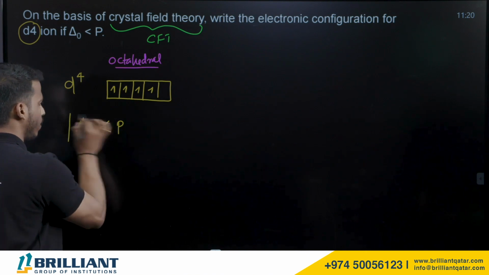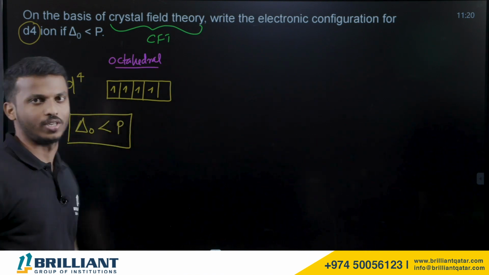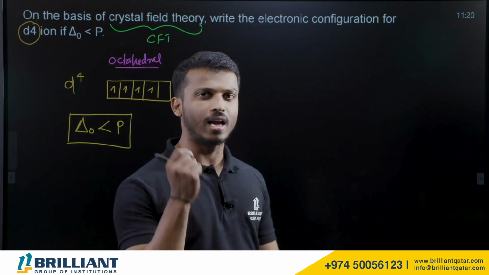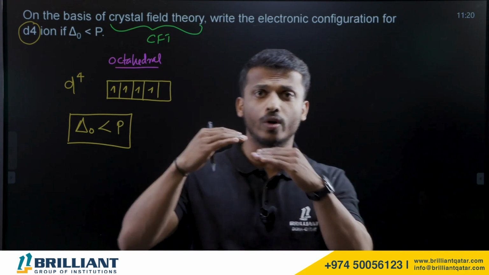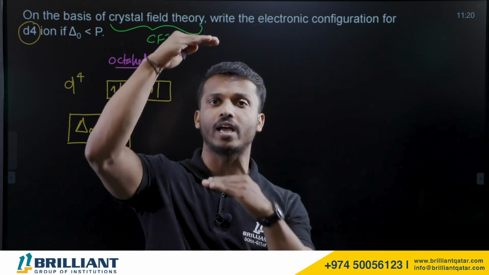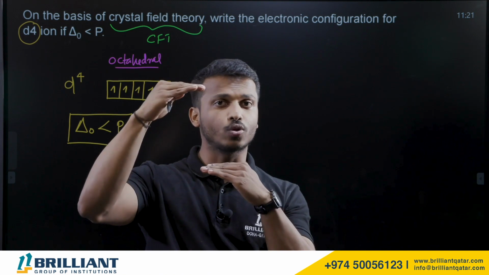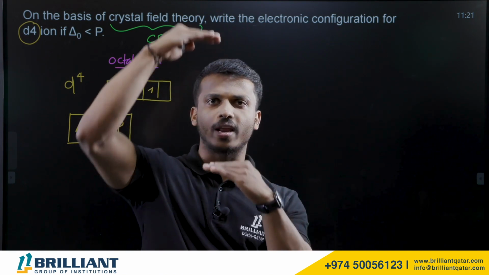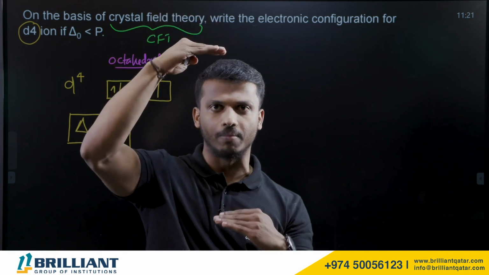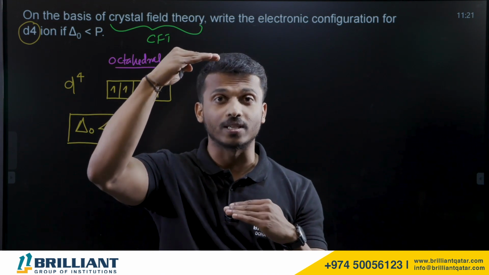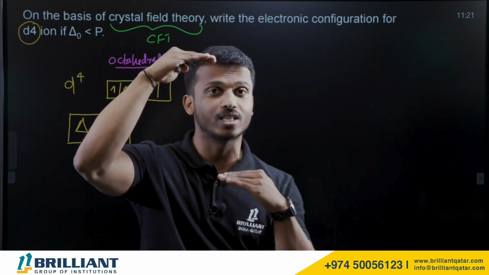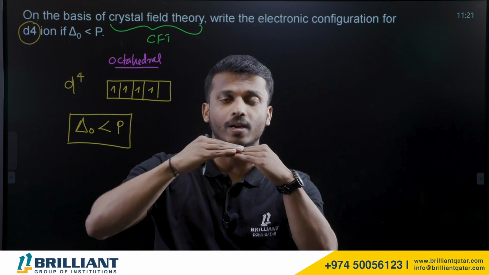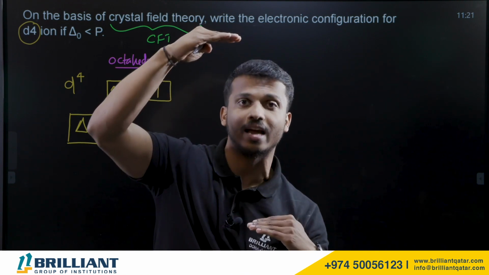What is this? This is giving a very big idea about this question. What is the meaning of delta O? What is meant by delta O? It is the difference between T2G and EG level. Right. As I told you before, delta O greater means there is a presence of strong ligand. Correct. If a strong ligand comes, the d orbital splits into two sets with a greater energy difference.